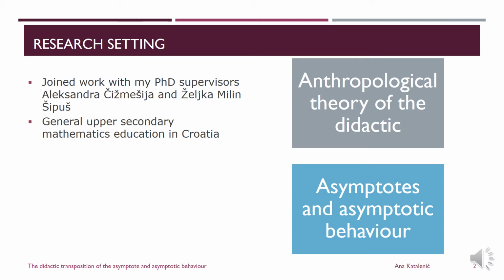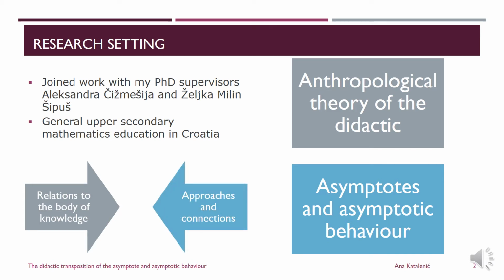We found the ATD as an empiric framework because it firmly grounds in the body of mathematical knowledge and how individuals and institutions relate to the knowledge. Asymptotes and asymptotic behavior is a body of mathematical knowledge that spans across different domains and reveals with different tools and discourses. It relates to some relevant notions in mathematics education, such as function and limit.